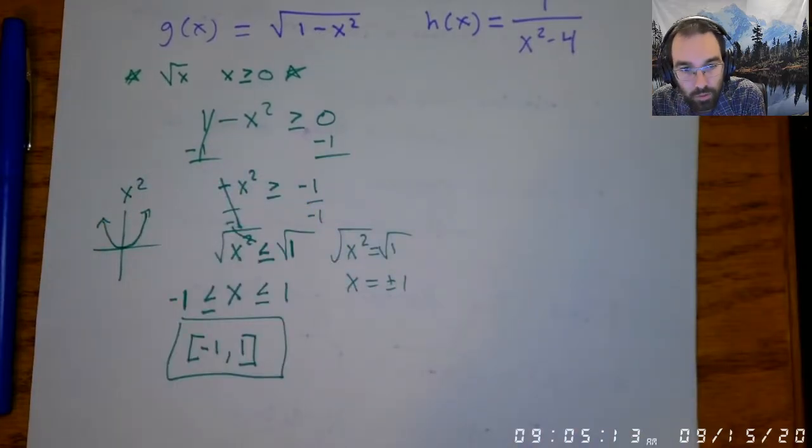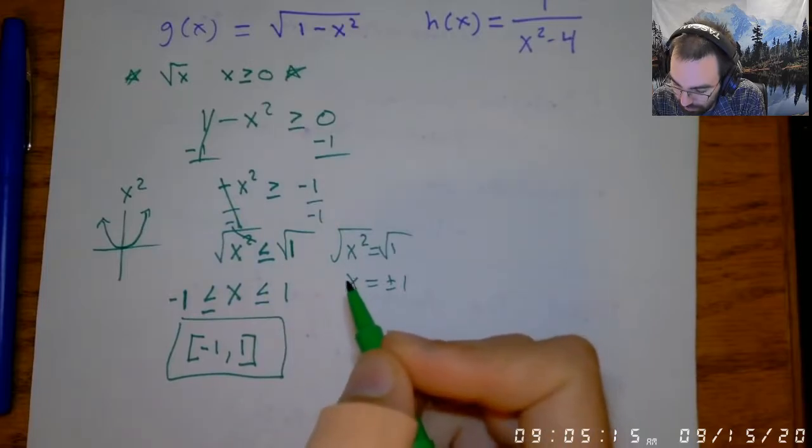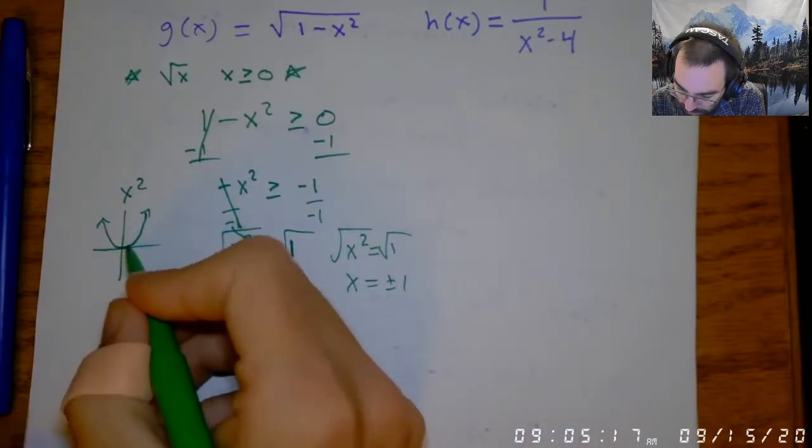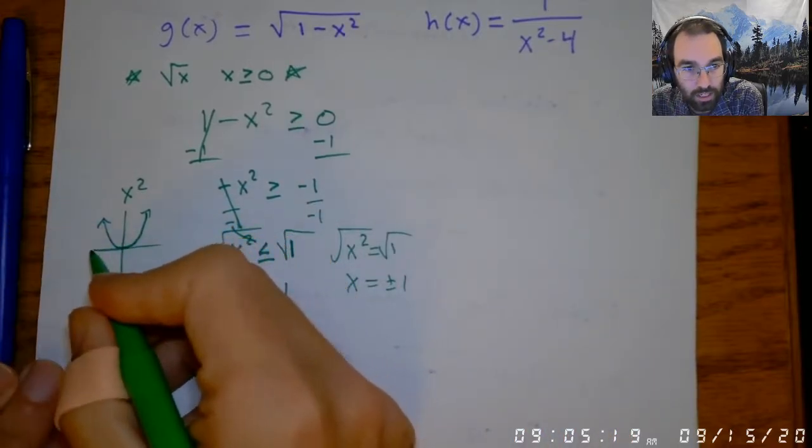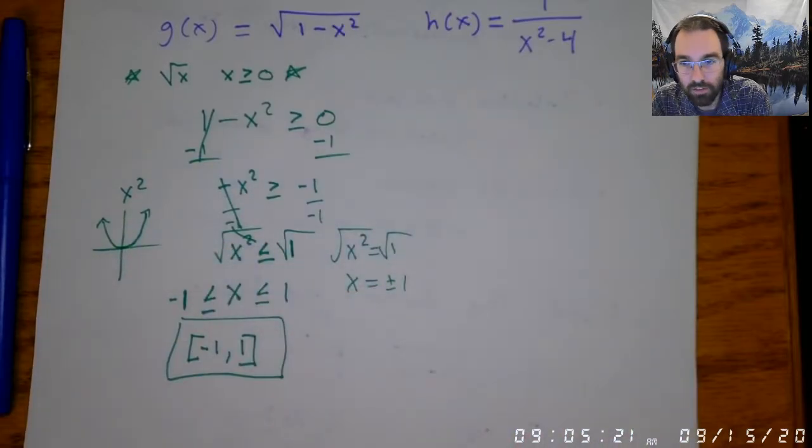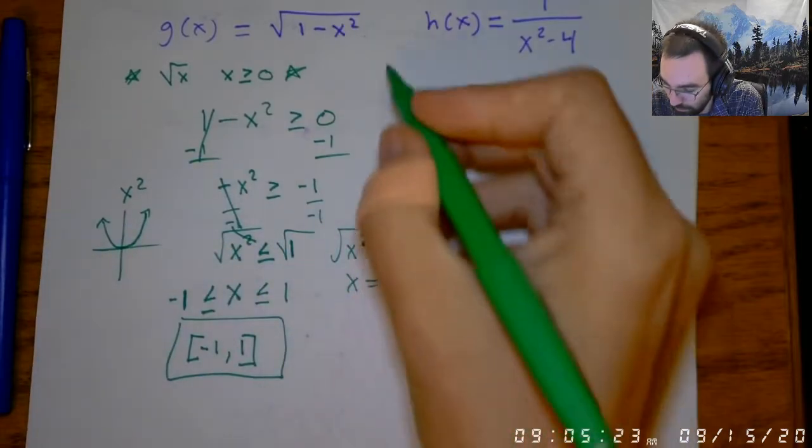Okay? So when you're taking the square root of that, the square root only does this, so we have to take both sides of the value. Okay, and so that's just the symmetry plane part.